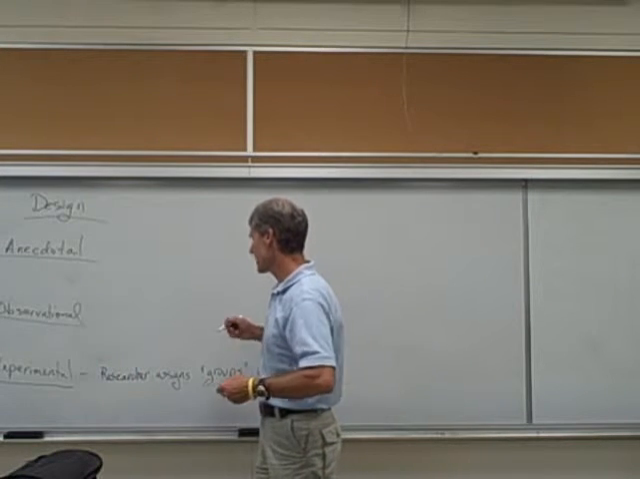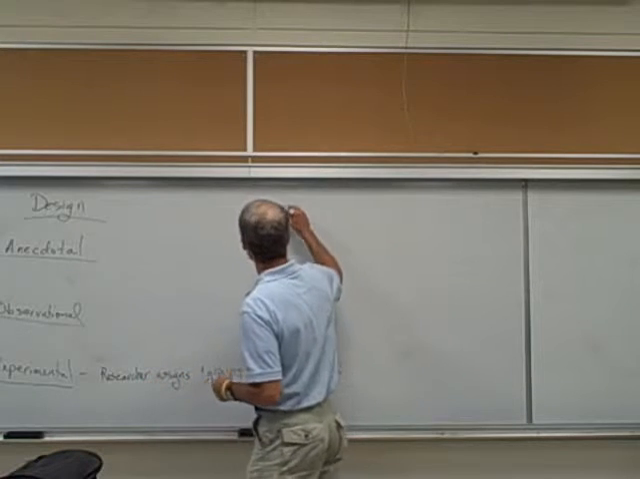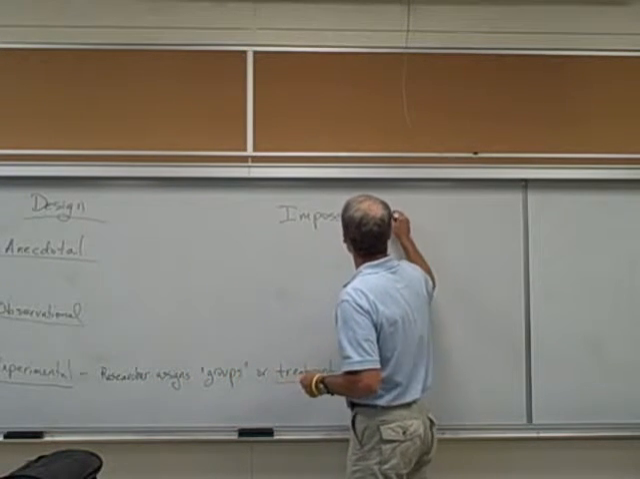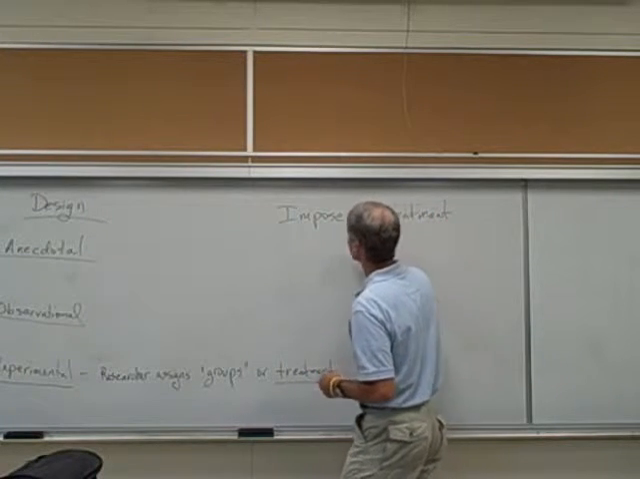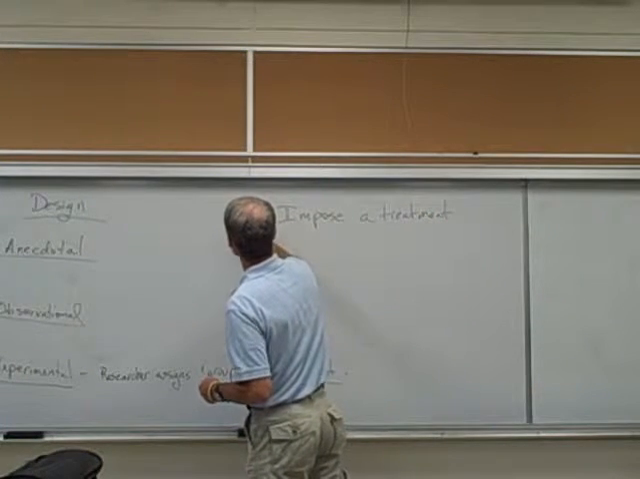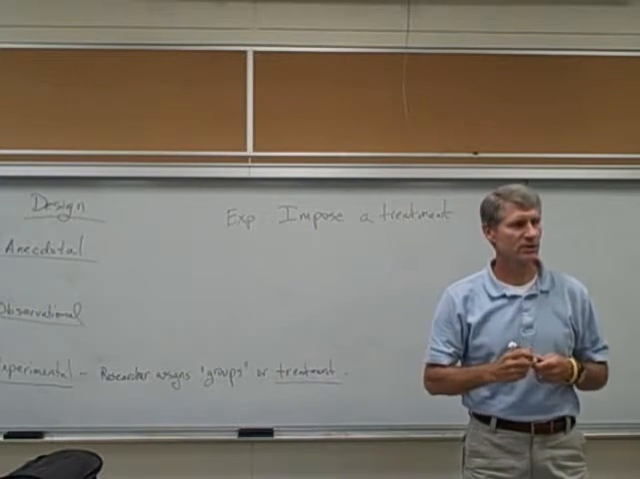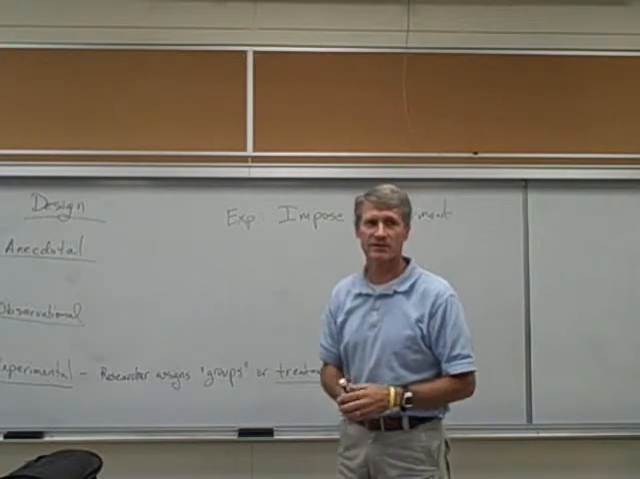What I usually say is the researcher assigns groups. Another way to say that is you impose the treatment in an experiment. So that's in an experiment. In an observational study, you don't impose the treatments, they decided for themselves. And that's the case that I just described.